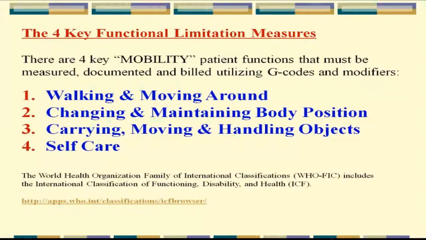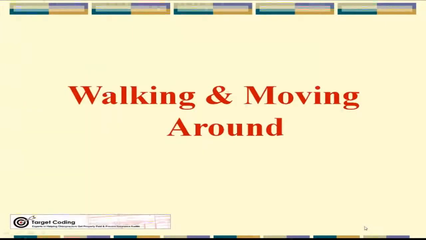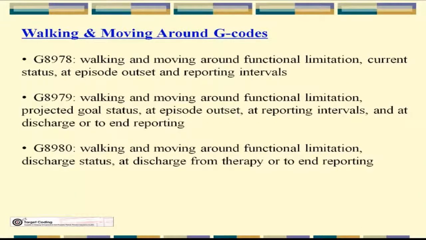So the 4 key functional limitation measures. There are 4 that must be measured, documented, and billed using the G codes and modifiers. Number 1, walking and moving around. Number 2, changing and maintaining body position. Number 3, carrying, moving, and handling objects. Number 4, self-care. So those are the 4 key measures that you must become aware of. So let's talk about walking and moving around. Here's the first G code that you need to become very familiar with.